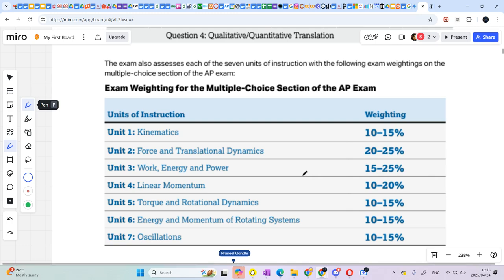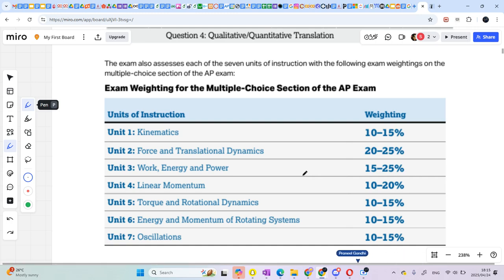Then you get into work, energy, and power, also a pretty heavy topic. Slightly a little lighter is linear momentum, and then probably the hardest topic I would say for mechanics, torque and rotational dynamics, and then also energy and momentum in rotating systems. Rotation's a pretty heavy chunk of the test generally. Then oscillations, which is pretty much simple harmonic motion, and then gravitation is pretty much included within energy and momentum in rotating systems.